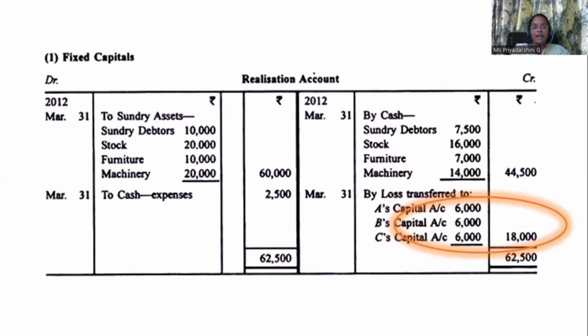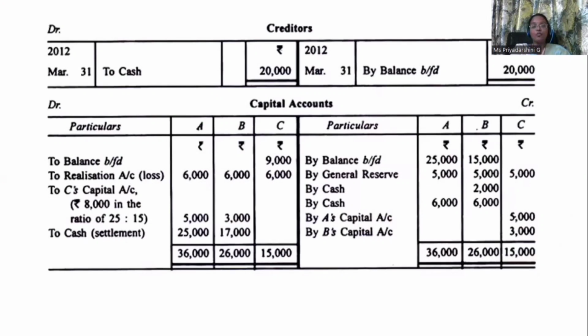And next step, after we are done with this realization account, is that we have to move forward with the creditor settlement. So always the creditors are settled first with whatever funds are available in the company. The creditors balance already stated in the balance sheet is 20,000, which has been the opening balance in that ledger, and we are paying 20,000 to them in settlement. So we are making the entry of to cash 20,000. And next we proceed with capital accounts.